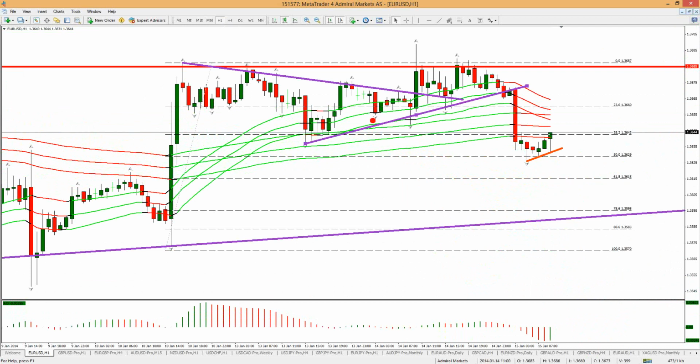This could just be a lot of chop down to the 50 fib. We can see we stopped at the 38.2. This could be a 50% bounce. Fib traders might have been actually jumping on a 50% buy here, for example.